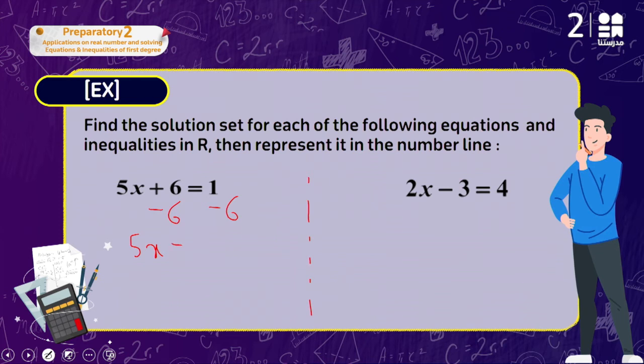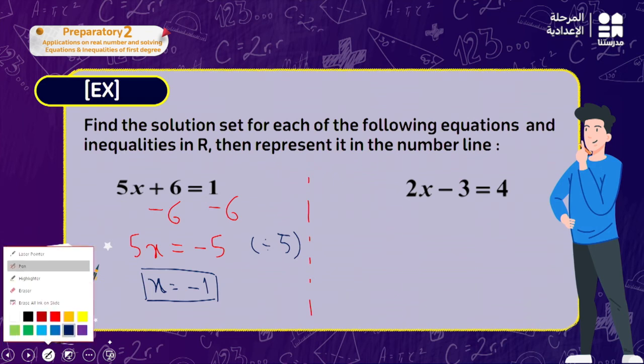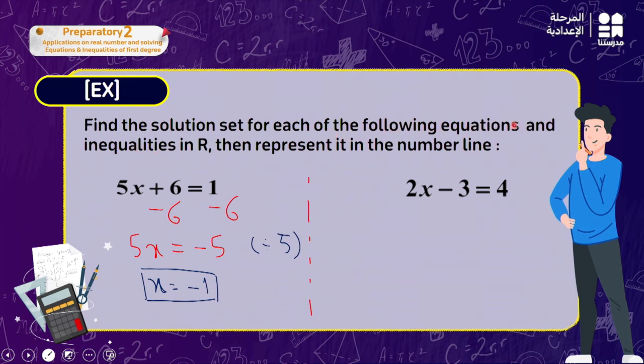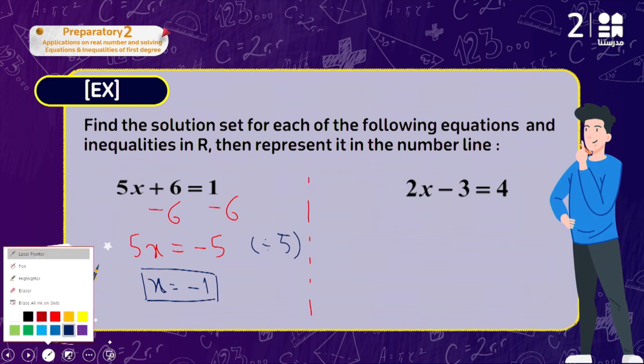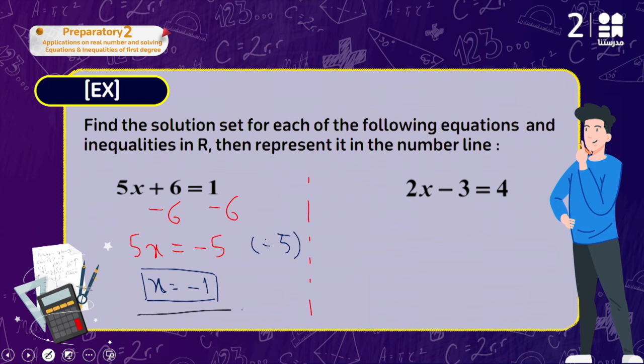Okay. So 5x equals 1 minus 6, which is negative 5. Is it clear? Okay. And then we divide both sides by 5. So x equals negative 1. Here it says solve each of the following equations and inequalities in R, then represent it on the number line. So we have to represent x equals negative 1 on the number line.